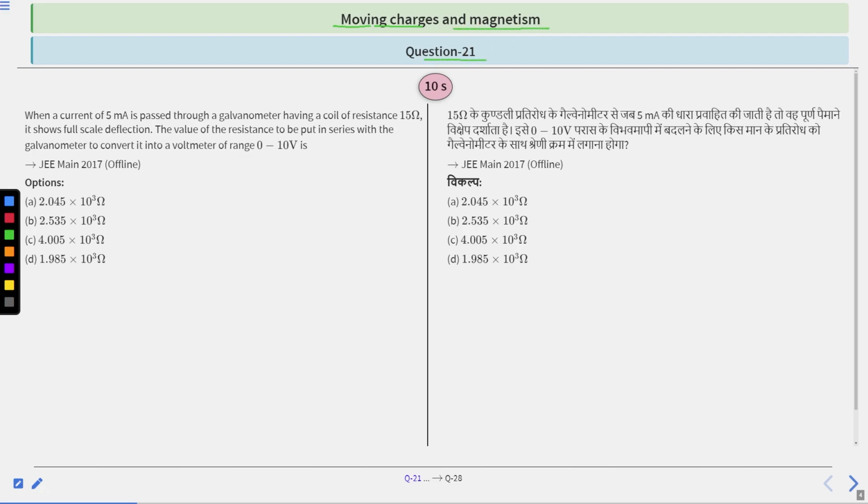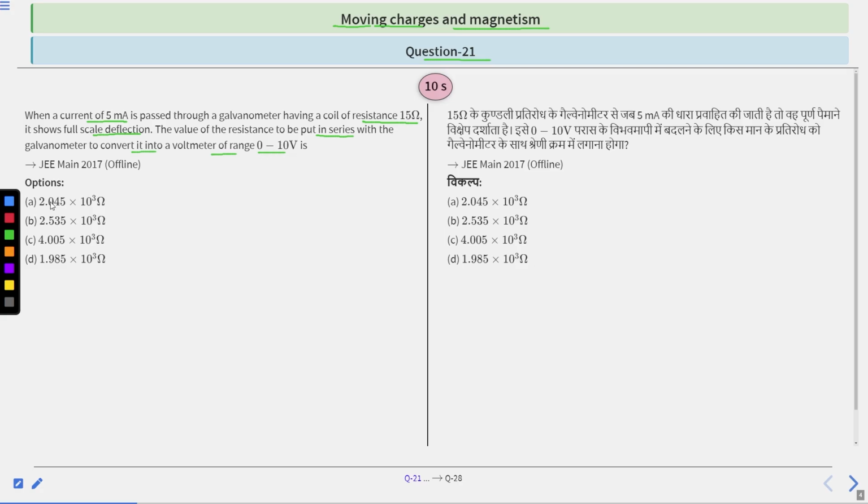Question 21. When a current of 5 milliampere is passed through a galvanometer having a coil of resistance 15 ohm, it shows full scale deflection. The value of the resistance to be put in series with the galvanometer to convert it into a voltmeter of range 0 to 10 volt. So this is given as the range. The question asks about what the resistance is.